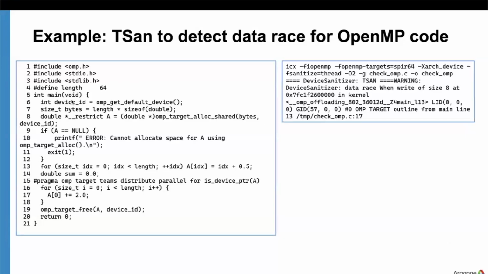This is an OpenMP case here. Again, we have the A array allocated, and then for the A array, instead of using different indices, all the parallel OpenMP threads try to update A[0], which is definitely a data race condition. So TSAN keeps warning about the data race when writing a size of 8, and then you can see the file name and line number.